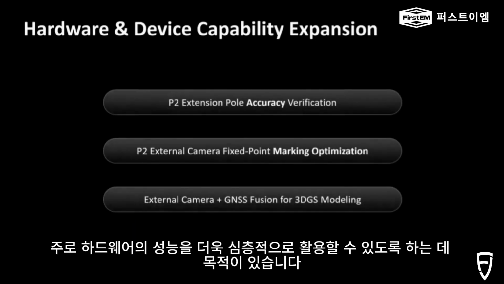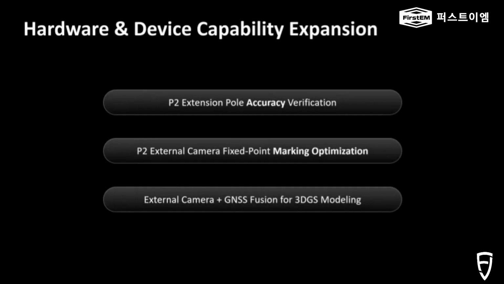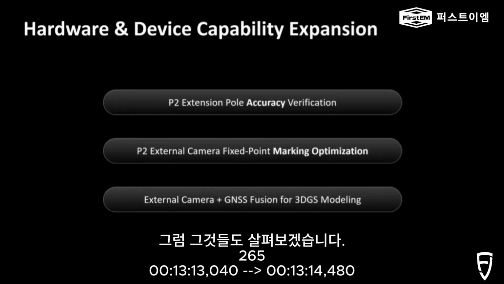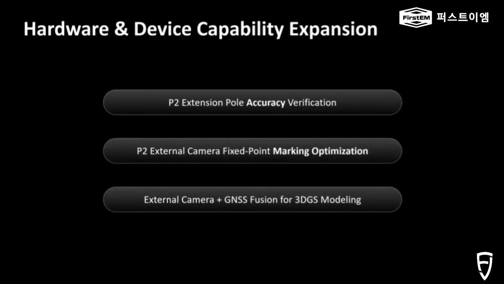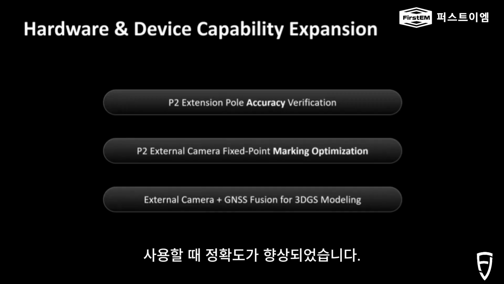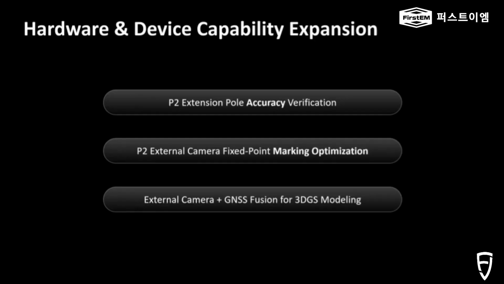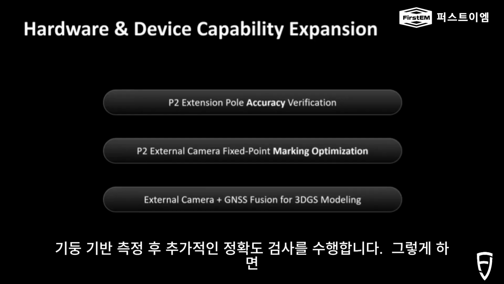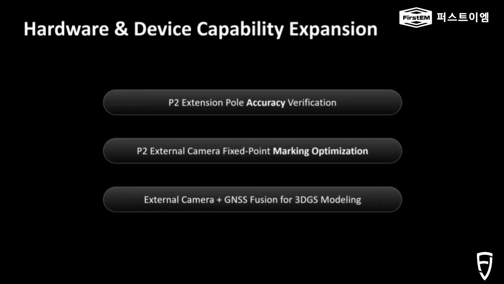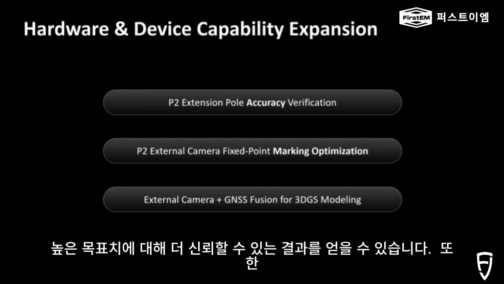Well, the remaining new functions are primarily aimed at enabling deeper utilization of the hardware capabilities. So let's take a look at them. We have improved accuracy when working with the P2 extension pole. Using a pole is different from ground marking because the extra height can affect accuracy. So now the system performs an additional accuracy check after pole-based measurements. That gives you more reliable results for elevated targets.